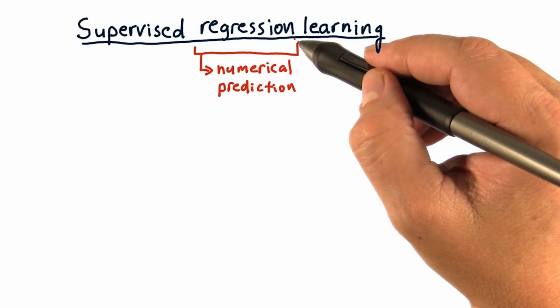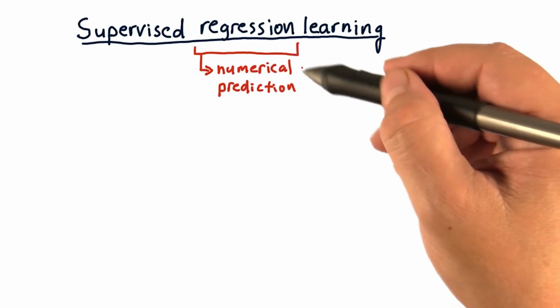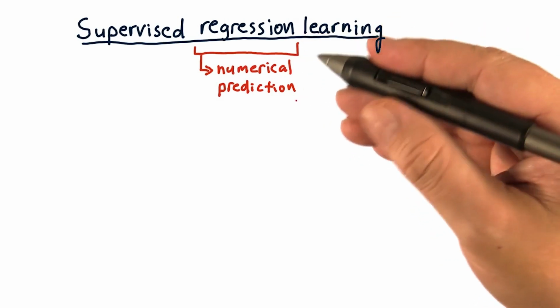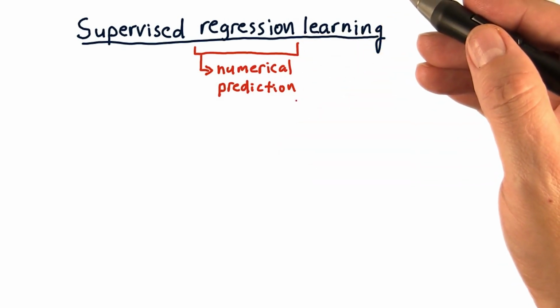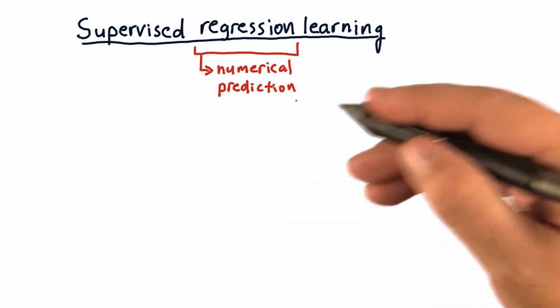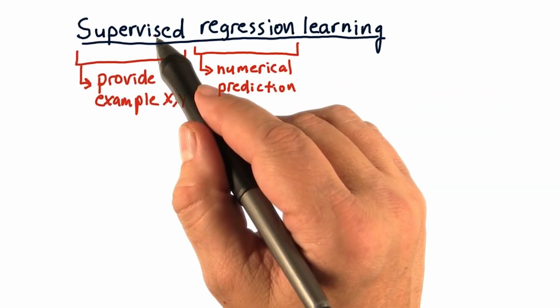All that regression means is we're trying to make a numerical approximation or a numerical prediction. That's as opposed to classification learning, where we might be trying to classify an object into one of several types as opposed to making a numerical prediction.